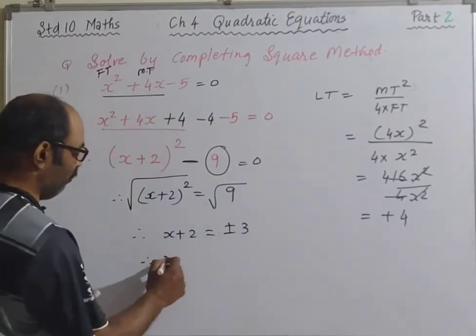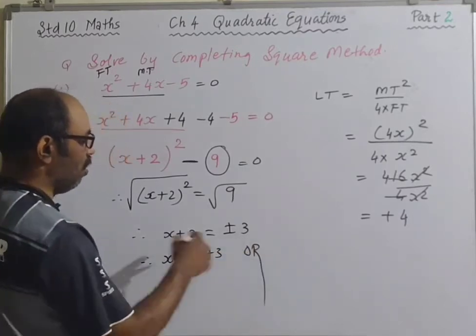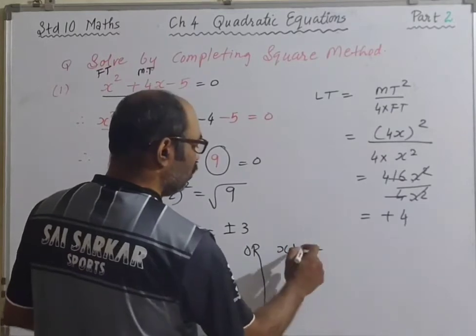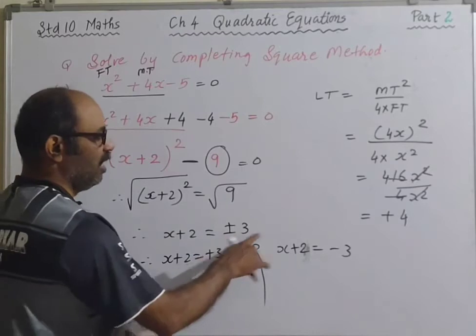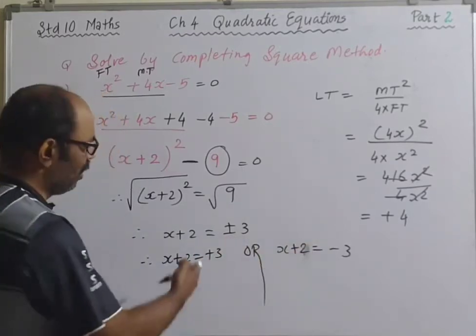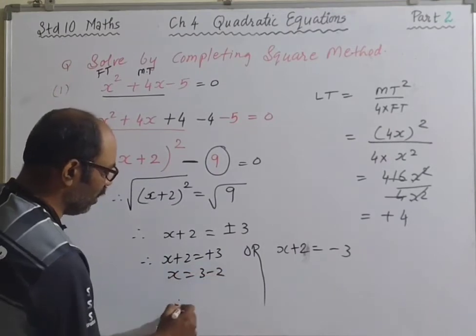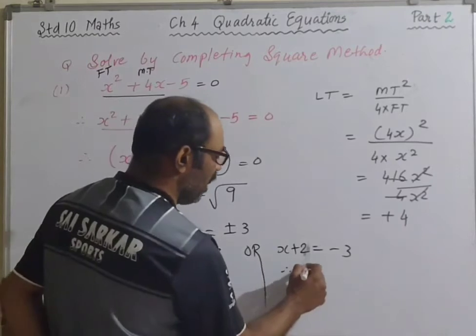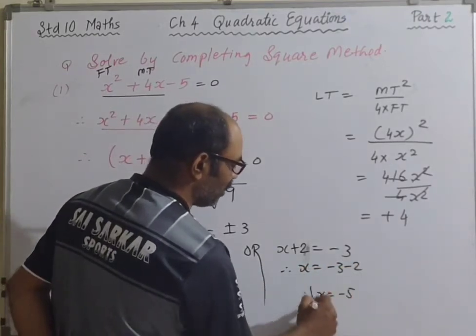Now split this. Therefore, x plus 2 is equal to plus 3 or x plus 2 is equal to minus 3. So first time right hand side you take plus 3 and second time you take minus 3. Now these are 7th standard equations. Therefore x is equal to 3 minus 2, and therefore x is equal to 1. Therefore x is equal to minus 3 minus 2. Therefore x is equal to minus 5.